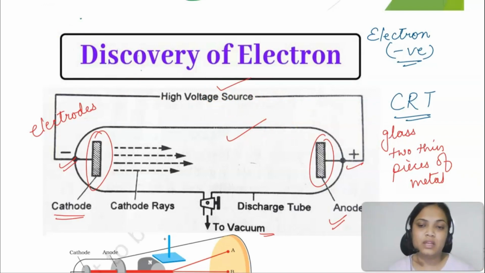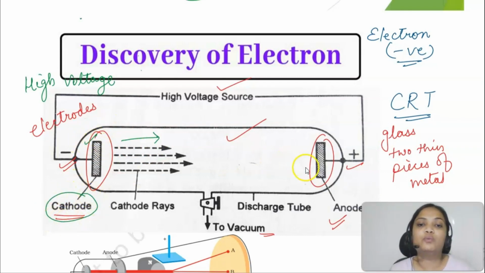All right. So students, when the current starts flowing here, we are applying a high voltage current. That's important: whenever a high voltage is applied, current starts flowing through a stream of particles, and we can see they are moving from the negative electrode, which means the cathode, towards the positive electrode, which is the anode. So that's what we call the cathode rays.